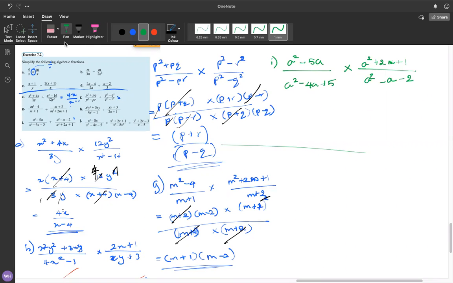So what is this line here? Okay, so what is common here? Take a out of the bracket and a minus 5 will be remaining. So this is a squared minus 4a plus 5. Okay, so what should be the answer?